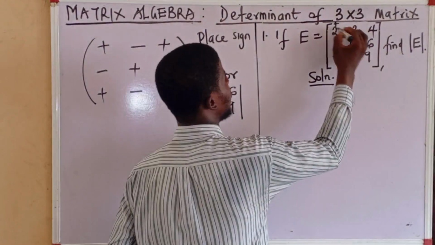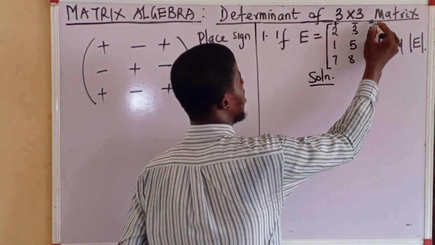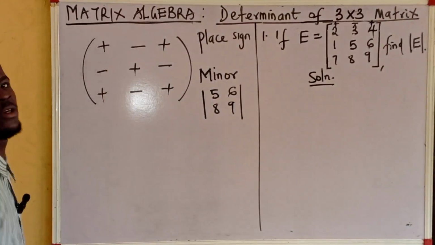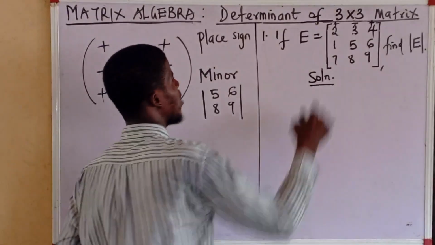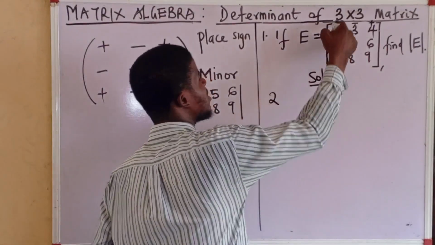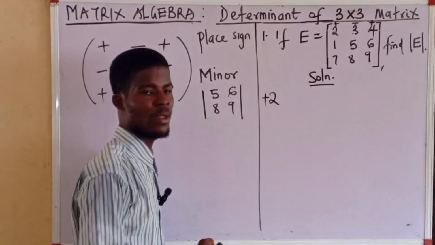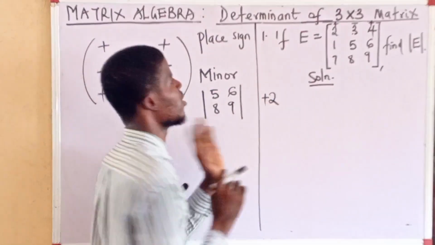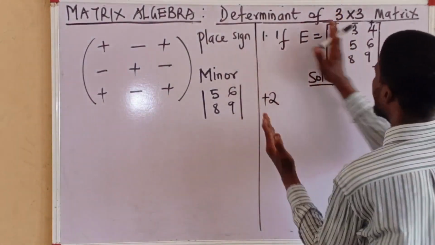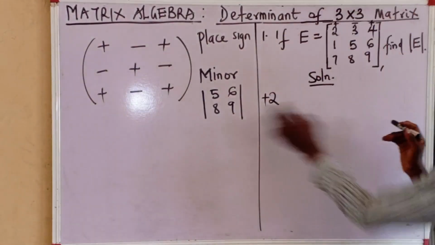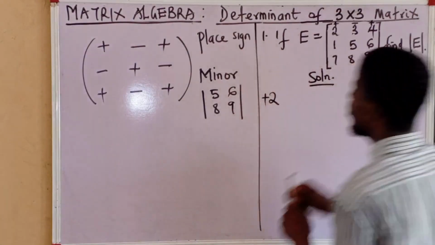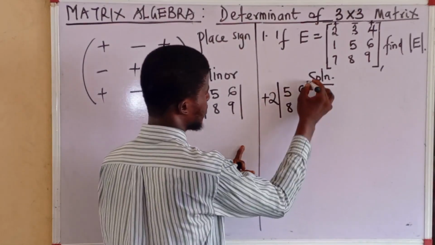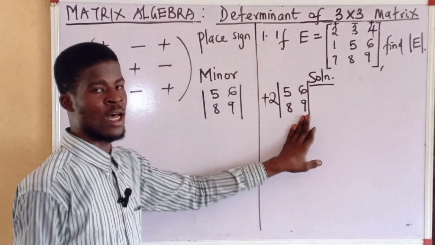Let's go ahead. 2 has a plus, 3 has a minus, and 4 has a plus. The signs alternate. The first one is always a plus. From there, we'll get the others. I'll take the 2 and the sign associated with it, plus, and I'll multiply it by its minor. If I close up the column of 2 and the row of 2, I'm having this, like what I said earlier. So I will now multiply this 2 by the determinant of 5, 6, 8, 9. I will have to evaluate it later.